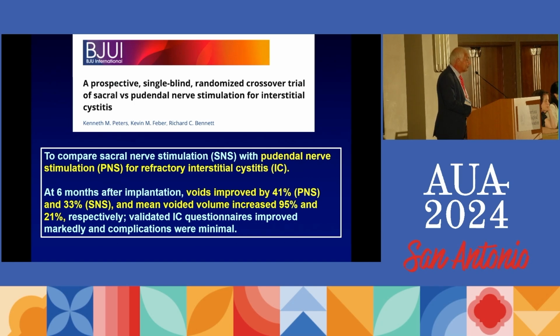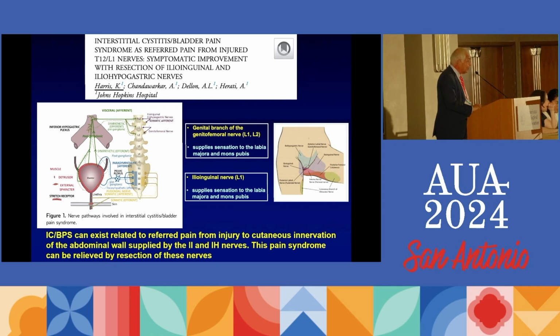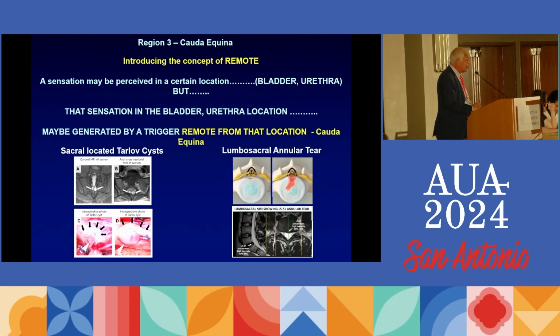This is pudendal nerve stimulation. This is the famous Ken Peters in Beaumont, Michigan. And he shows you can cure IC by working with the pudendal nerve, and he has this incredible pudendal nerve stimulator that he puts in. Here's somebody, Dr. Dellin, who basically transected the genitofemoral nerve and the ilioinguinal nerve and also got rid of IC symptoms. So it's another region 2 area for the IC thing.